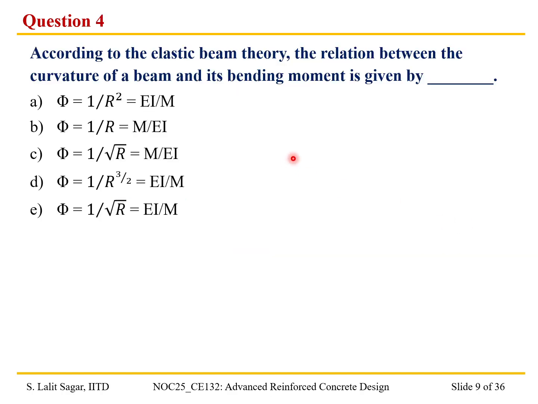This is a continuation from the previous question. According to the elastic beam theory, the relation between the curvature of the beam and its bending moment is given by dash. There are 5 options, so please take a few minutes and let me know what would be the correct response.